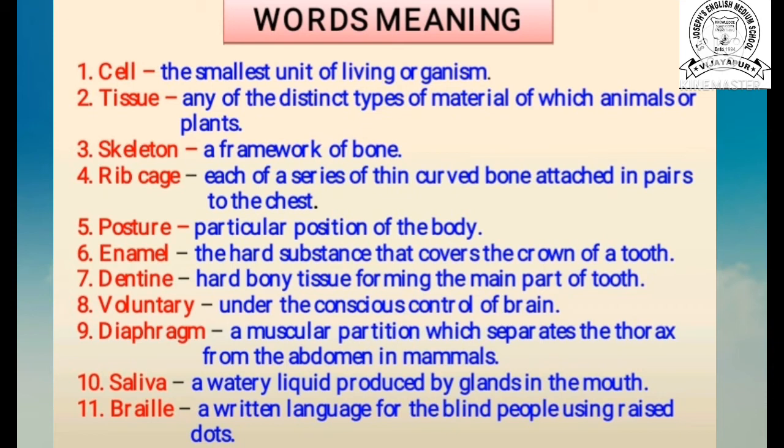Second one is the tissue. Tissue means any of the distinct types of material of which animals or plants are made. In easy language, when cells combine together, they form tissue. In the video, I show the tissue image.